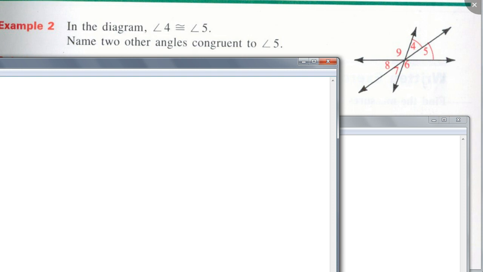Brianna, what do you think? Okay. So since angle 4 and angle 5 are congruent, that means they're all congruent. Yeah, basically that's exactly right. The reason why angle 7 is congruent to angle 5 is because, what? Angle 4 is congruent to angle 5. What property are we using here?